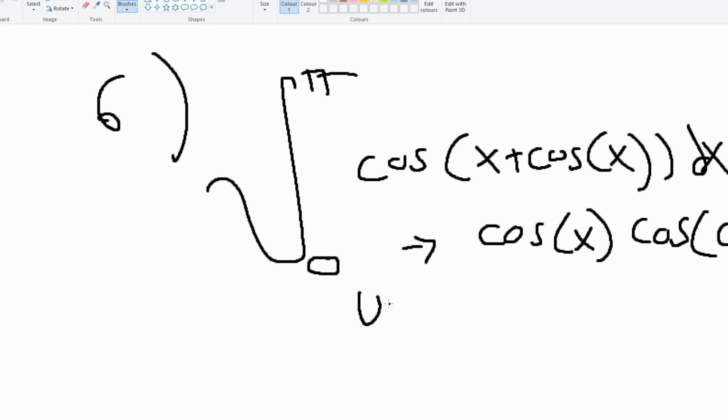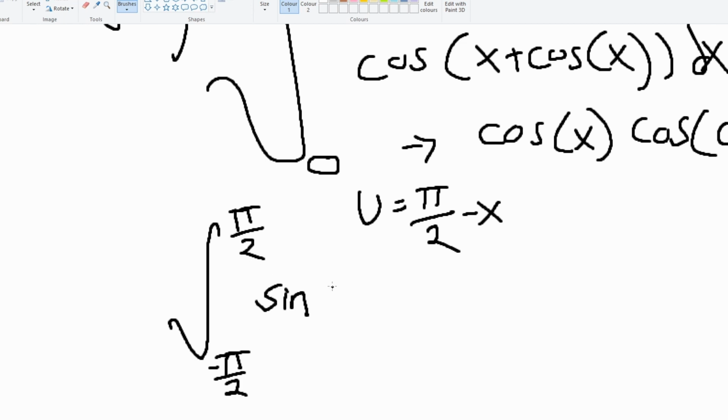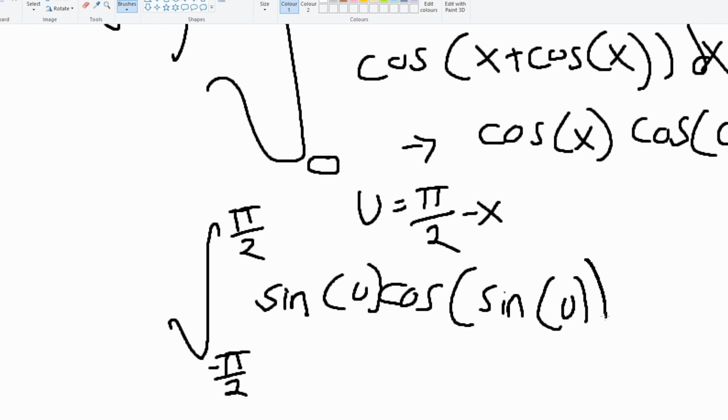And next thing we're going to do is we're going to use a u substitution, right? We're going to let u equal to pi over 2 minus x. Now we're going to have this integral of upper bound pi over 2 and lower bound negative pi over 2 of sine of u times cos of sine of u. Now this is just equal to 0.